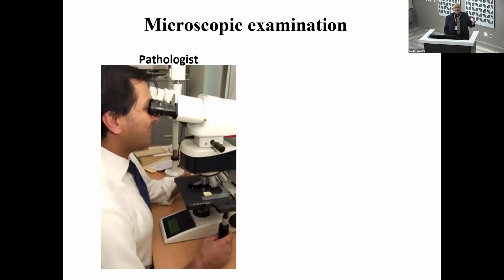The next step is one of the most important parts, which is the microscopic examination. This is performed by a pathologist, who again is a physician with additional training in recognizing different patterns that help diagnose benign or malignant lesions. He uses a microscope, so you can see the slide displayed here, and this will magnify the image, and you can see it through these eyepieces.